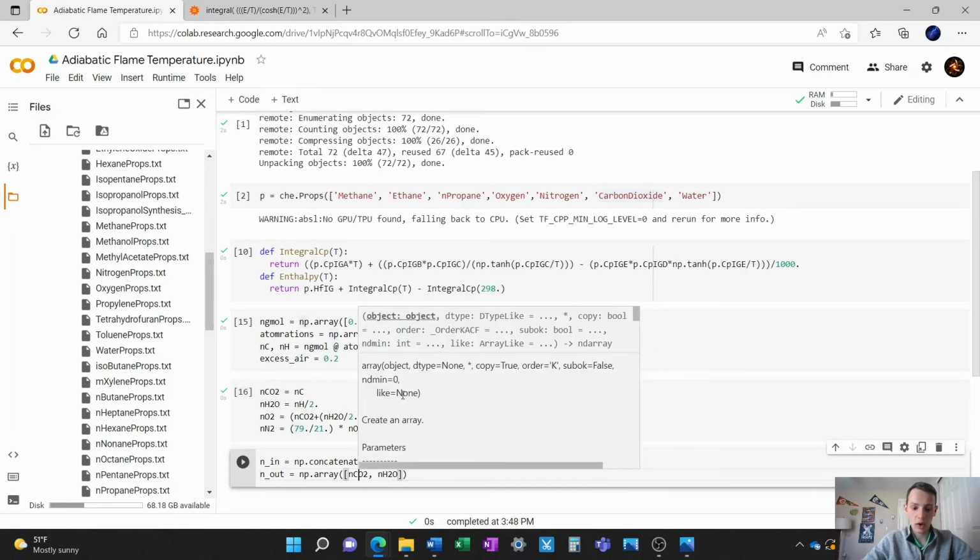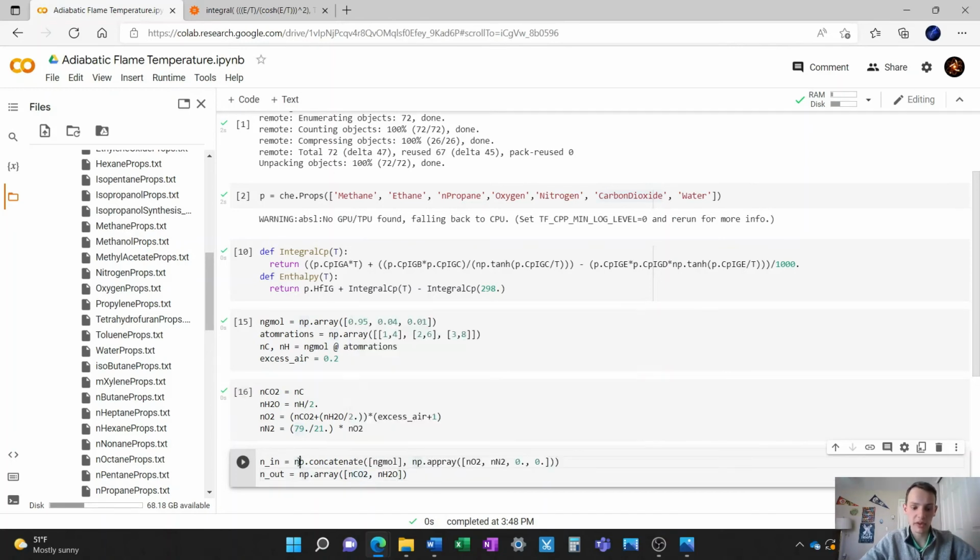And then what about everything that reacted to create that? How are we going to account for that? So we don't have to worry about the natural gas, right? Because that's reacting completely. But we are going to have excess air that we are going to have to be concerned about. So what are we going to have left? Well, as I said here, we're going to have zeros for our hydrocarbons, our natural gas. So I'll put those in there.